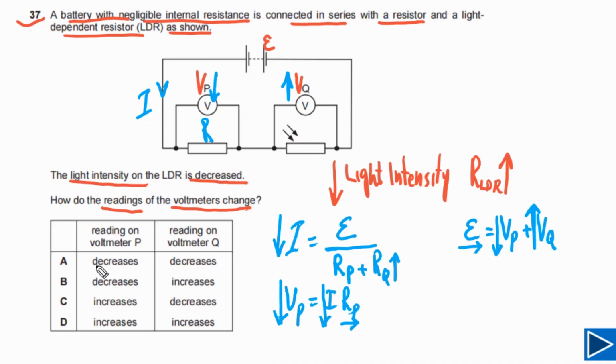If you look at option A, decrease, this is incorrect. If you look at option B, voltmeter reading on P decreases, this is correct. Voltmeter reading of Q increases, so this is also correct. Answer is B for this question. Increase, this is wrong. Increase, this is wrong. So C is incorrect, D is also incorrect. So the answer for this question is B.